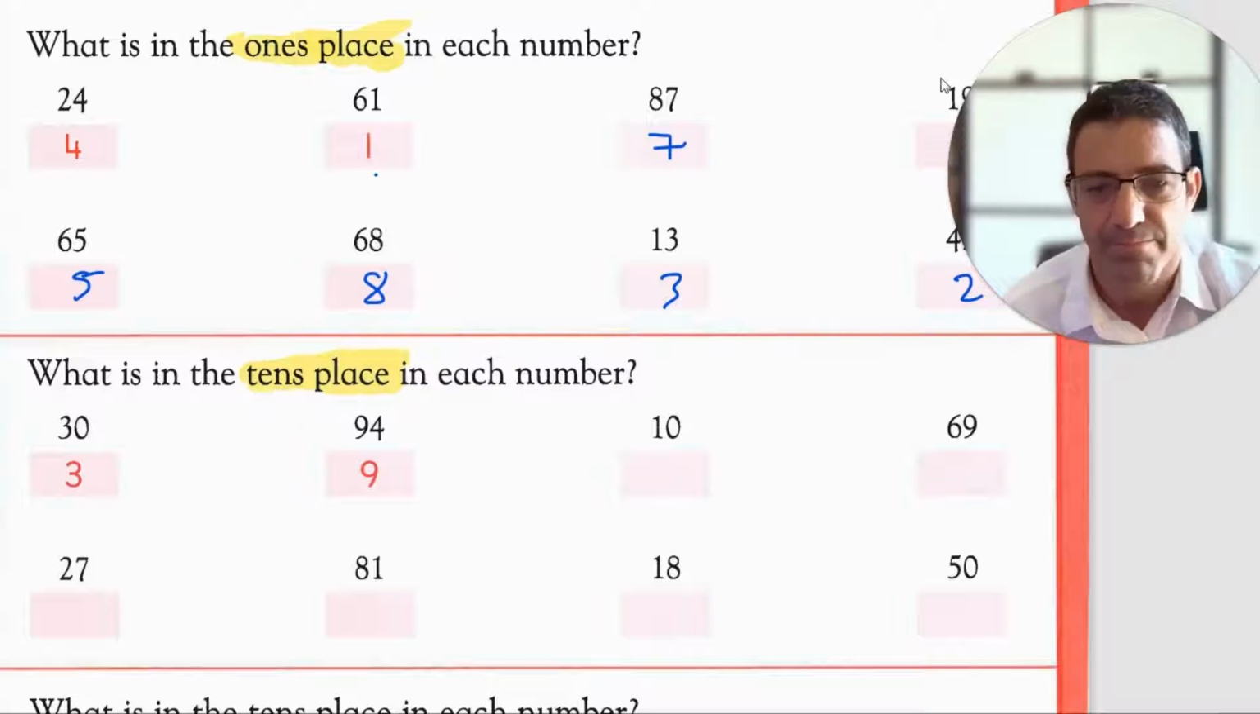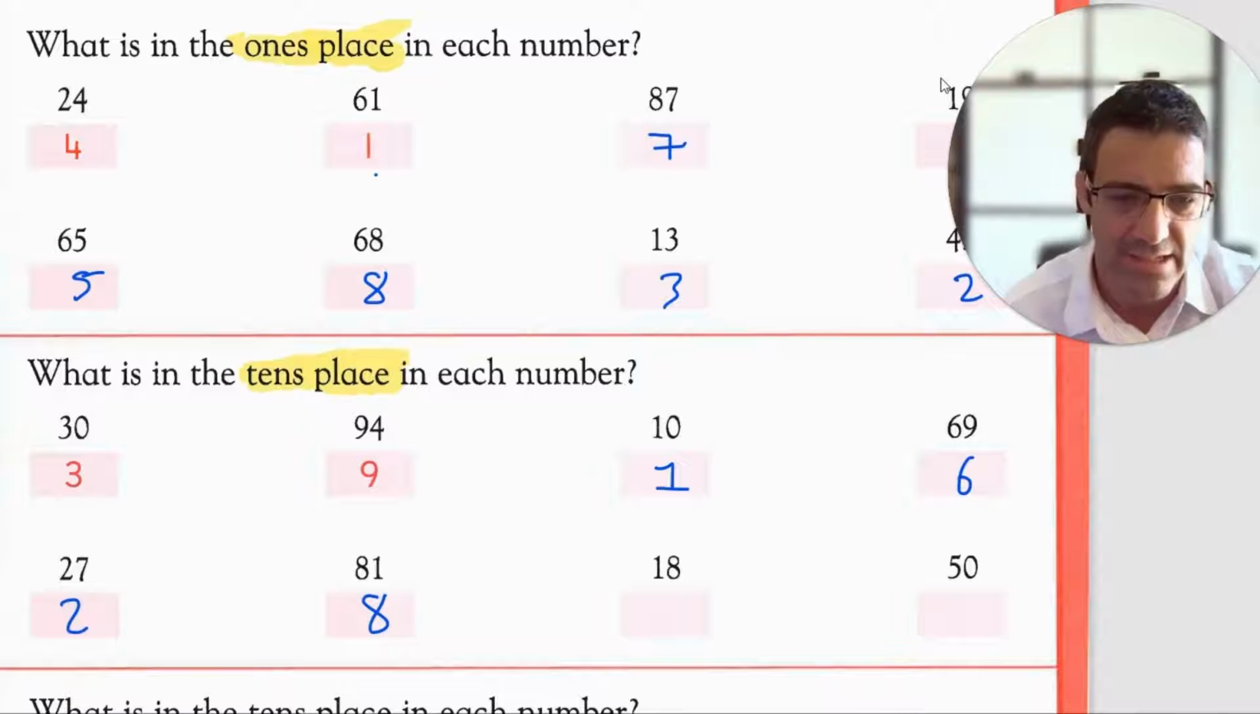10. Well, there's 1 ten because it's the number 10, so I can just write 1. 69. How many tens in 69? Well, there's 6 tens. Very good. So we can do these questions a little bit fast if you're getting used to how to do them. 27, 20, so 2 tens. 81, 8, 81. There you go.